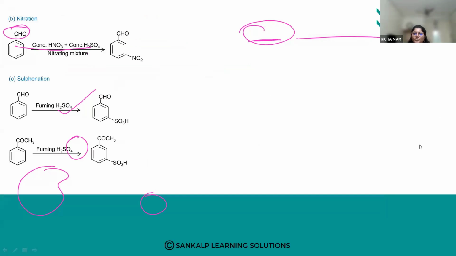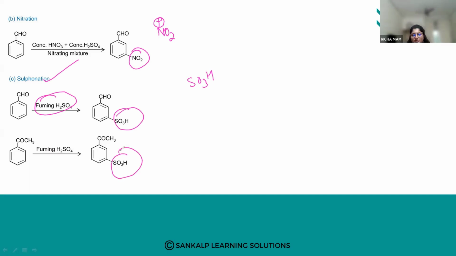Then next is nitration. For nitration, we are using concentrated HNO3 and concentrated H2SO4 as a nitrating mixture. What is the electrophile? It is the nitronium ion. The incoming electrophile will attack the meta position. Sulfonation, we are making use of fuming H2SO4, SO3H. Okay, so it is again the ortho position, meta position.